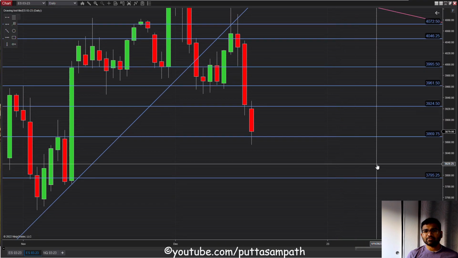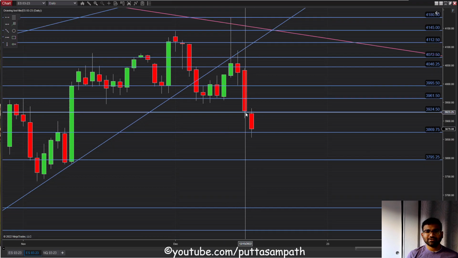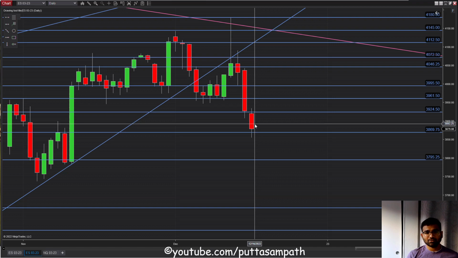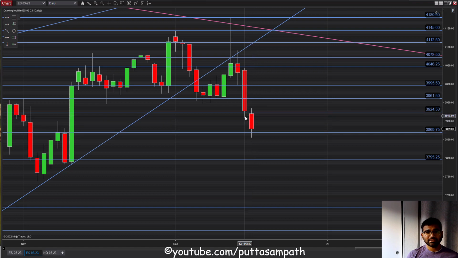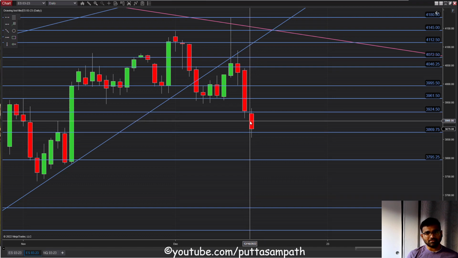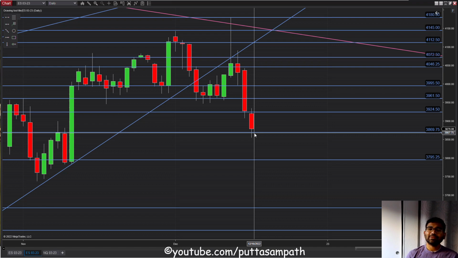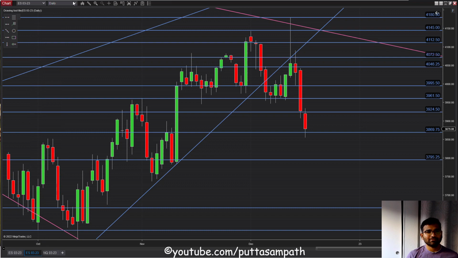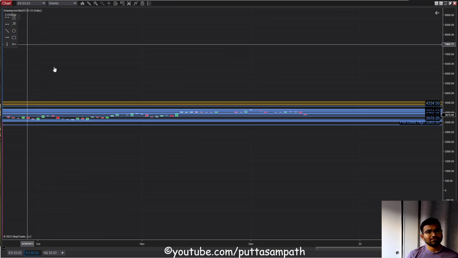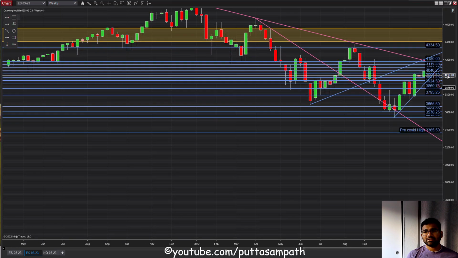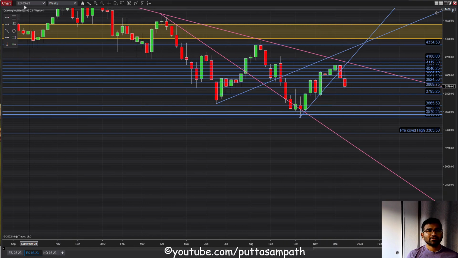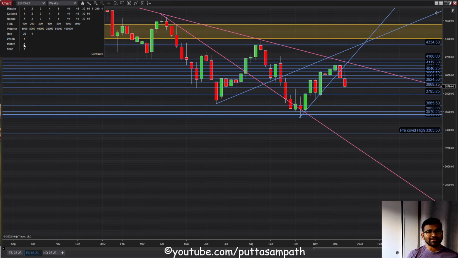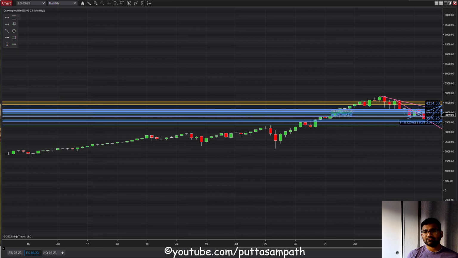Let's take a look at the daily. I zoomed in too much. The trend on daily is also bearish because we traded and closed below Thursday's low. Let me summarize: the trend on daily is down, the trend on weekly is also down, and the trend on monthly is up but balancing.